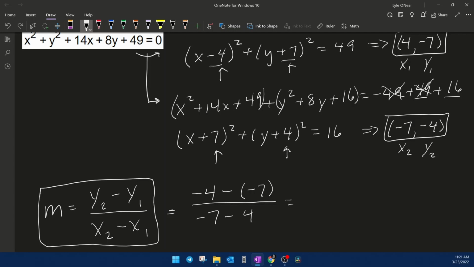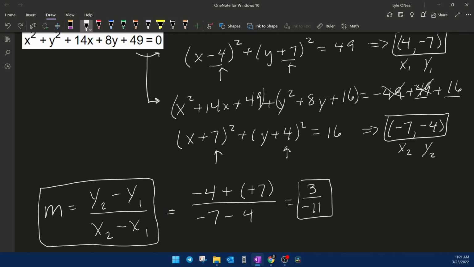Two negatives make a positive. Negative 4 plus 7 is 3. Negative 7 and negative 4, that's negative 11. And so our slope is going to be a proper fraction that is negative.